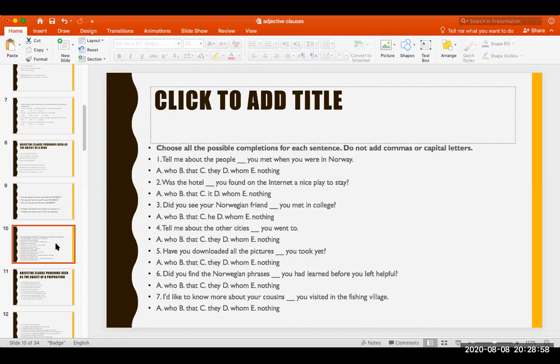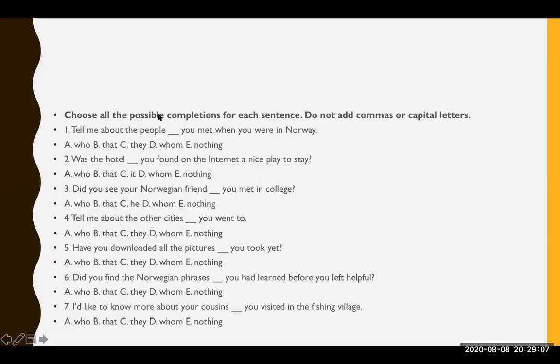And there is another exercise here. Choose the possible completions for each sentence. Don't add commas or capital letters. So stick to what the sentence shows you. Tell me about the people you met when you were in Norway. People who, correct. You replace who with who, because tell me about the people you met. This is object, so whom is correct, but it's not in the list. It is actually here. Whom is correct.